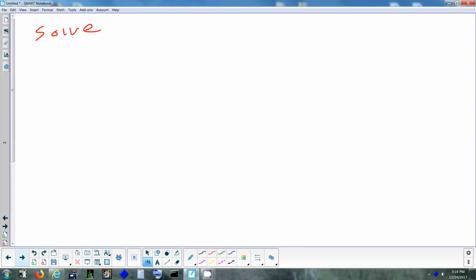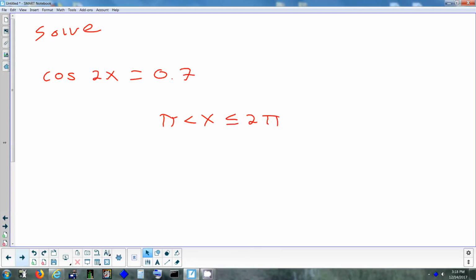I want to know where cosine 2x equals 0.7, and I only want you to give me answers between pi and 2 pi. So first of all, if you were to graph cosine 2x and 0.7 forever, how many times would they cross? That would be a wave, and that would be a horizontal line.